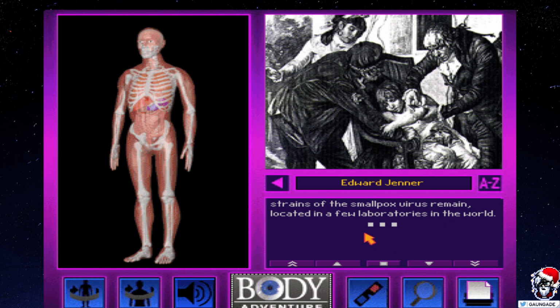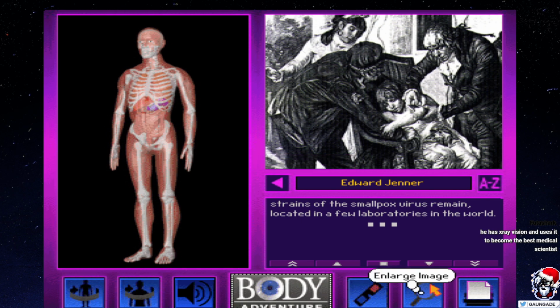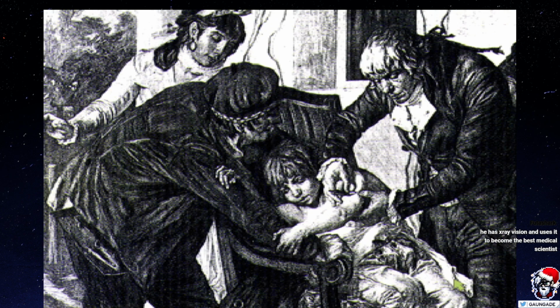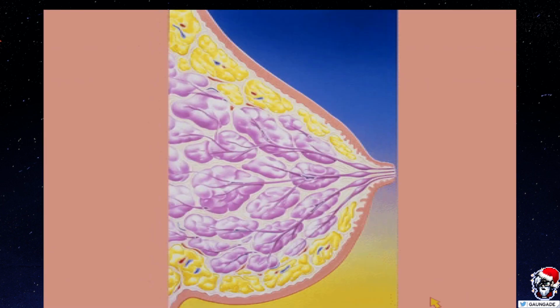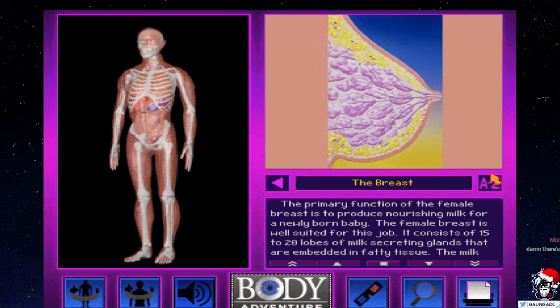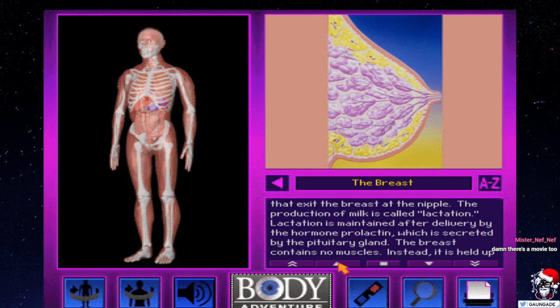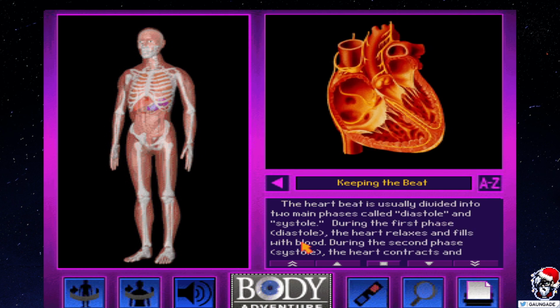Uh-oh. The text is being printed. Enlarge image. Wait, I can enlarge breast? Wow. This is a movie? Oh, you mean for... nipple. Keeping the beat?